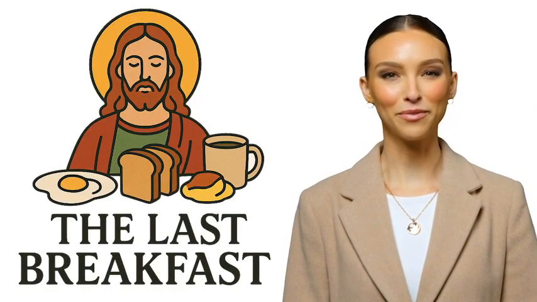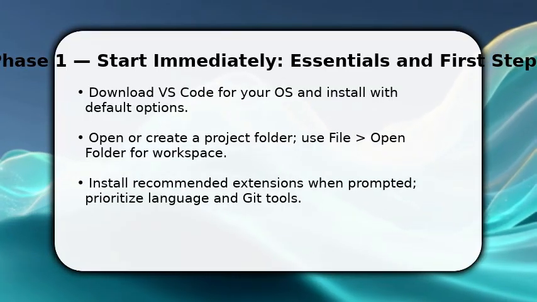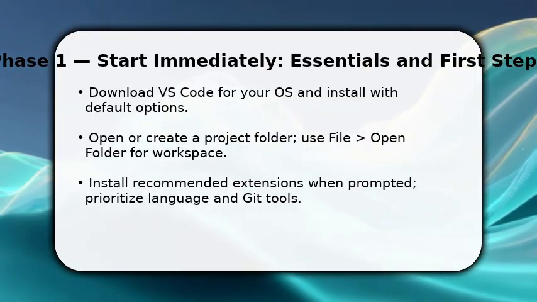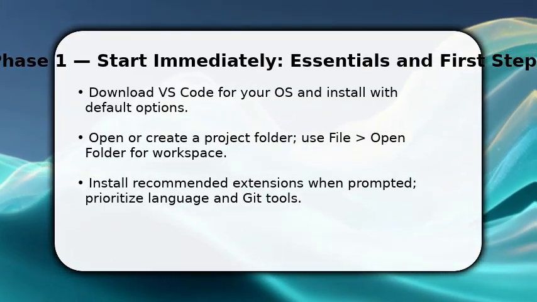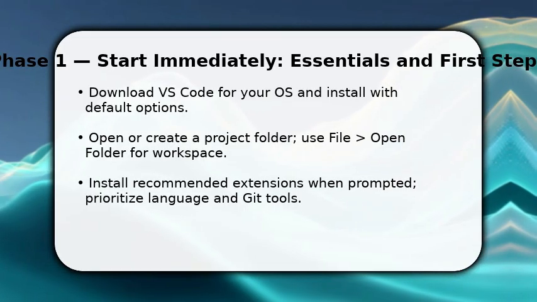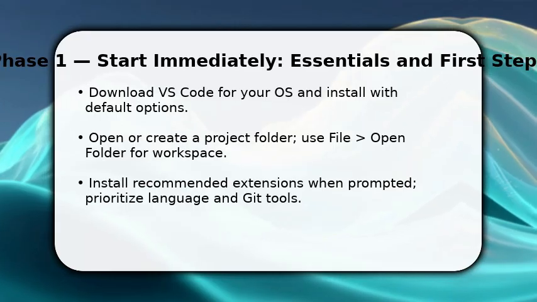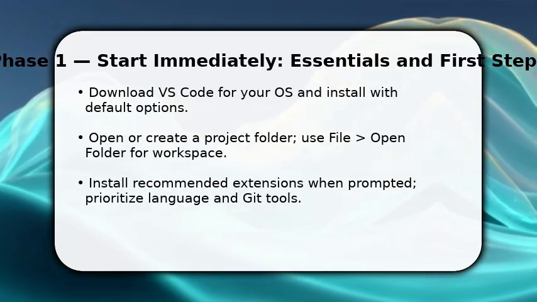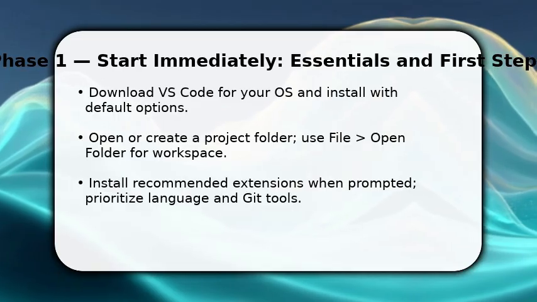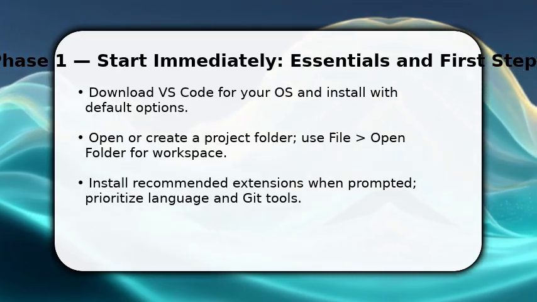Please enjoy the video. You start by installing and launching Visual Studio Code, and then opening the exact project folder you will edit. Once done, make sure to accept recommended extensions for your language and Git support. These speed up editing. You should also set a project-specific workspace if you work on multiple repos.